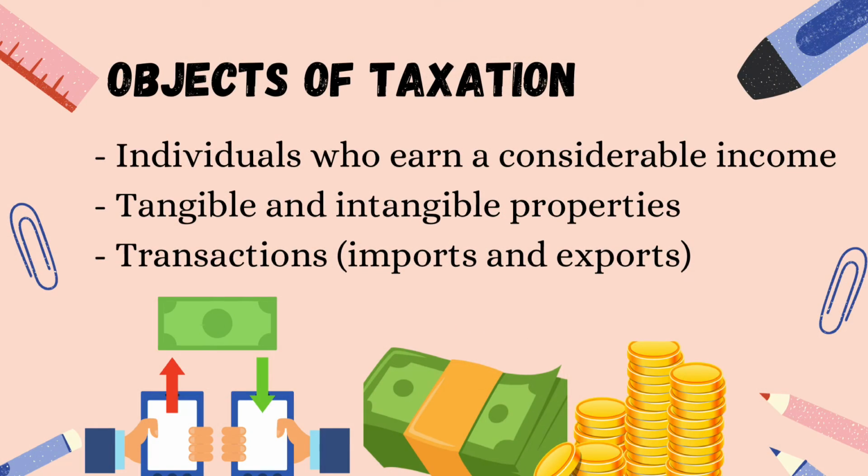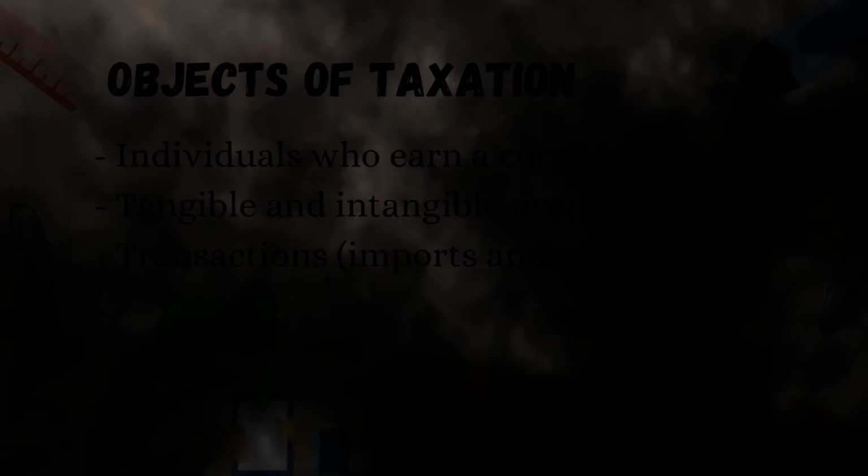So next, the following are the objects of taxation. First is the individuals who earn a considerable income. Then next are the tangible and intangible properties. When we say tangible properties, these are physical, and this includes cash, inventory, vehicles, equipment, buildings, and investments. And when we say intangible, these are assets that do not exist in physical form and include things like accounts receivable, prepaid expenses, patents and goodwill. And lastly, objects of taxation include transactions like imports and exports.